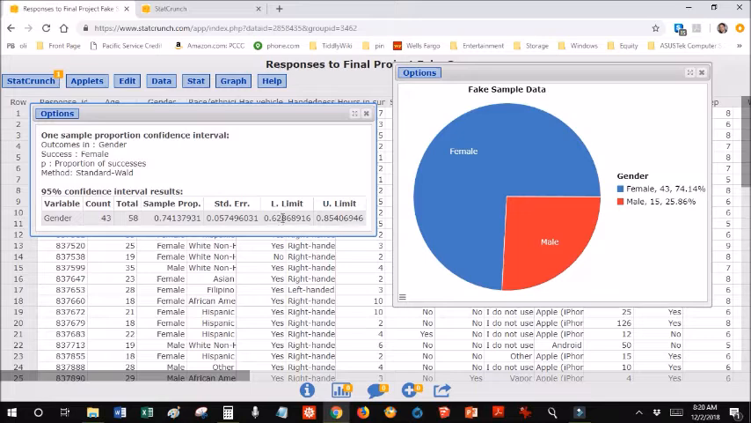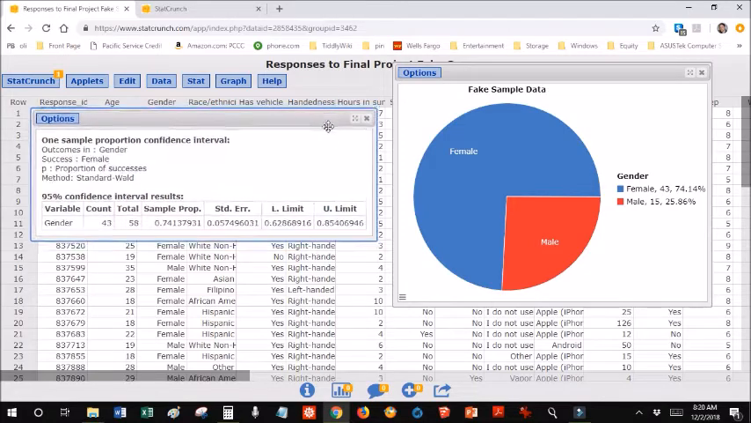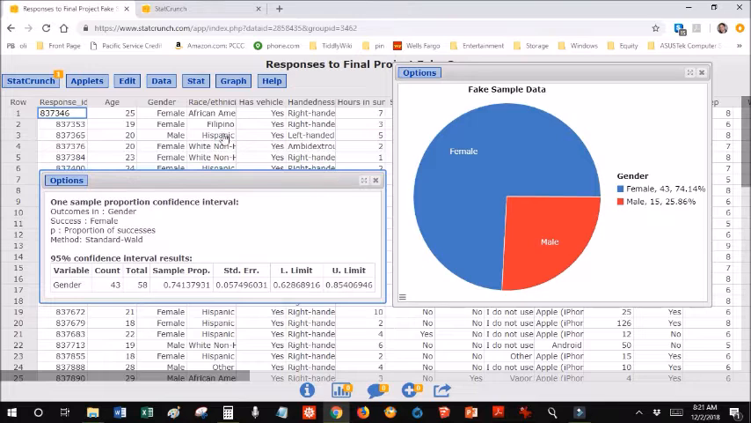Both of those numbers, 62% and 85%, are far away from 54%. Because they're far away, this is practically significant also. If my numbers were close to 54%, like if the limits of the interval were 55 and 56%, that would not be practically significant. But this is practically significant. So I have results which are both statistically significant and practically significant. And that concludes my exploratory data analysis and my statistical inference for gender.